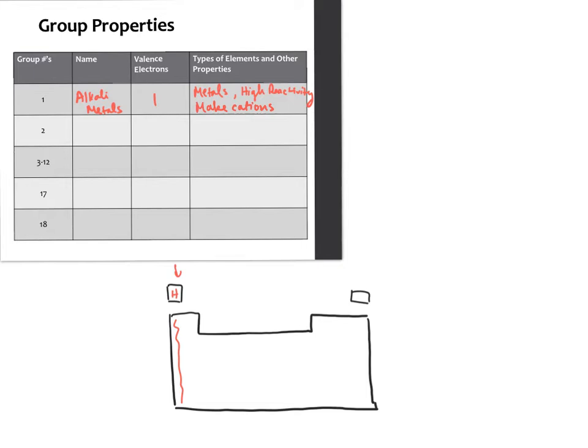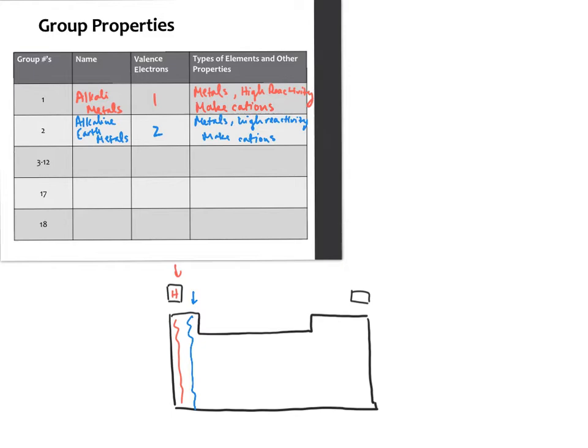Another group that's very similar to them is group 2 right here. These are called the alkaline earth metals. Now, being group 2, they have 2 valence electrons. They are also metals. They also are pretty reactive. And they also make cations. So there are a lot of similarities with group 1, but there is also the slight distinction of having 2 valence electrons.